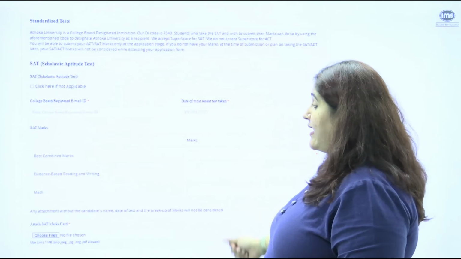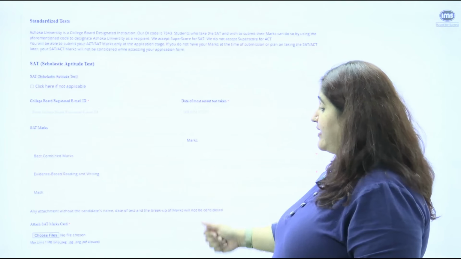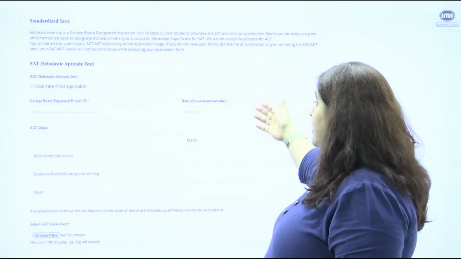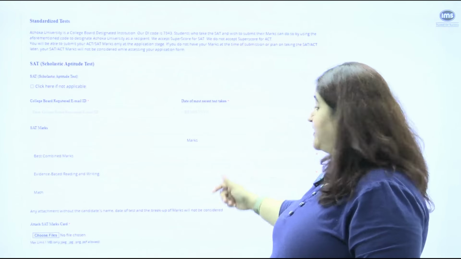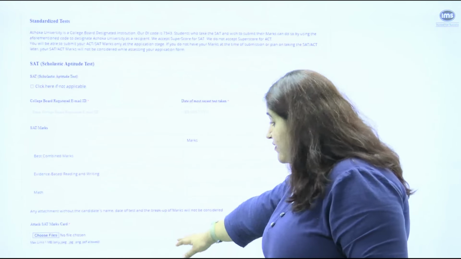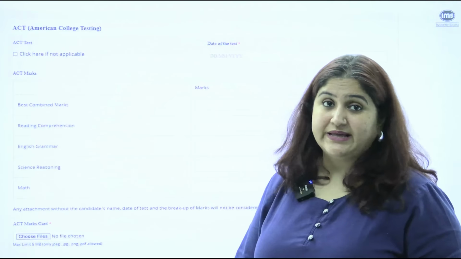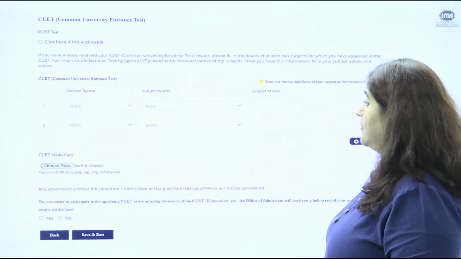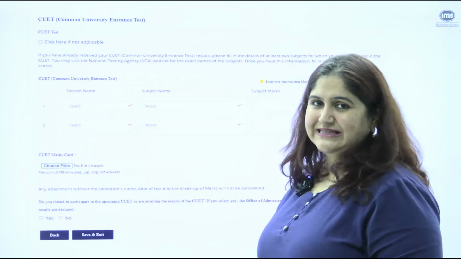Once you declare your SAT scores, it will ask for your College Board registered email ID, the date of the most recent test which you have taken, and the marks which you have got, with the mark sheet you have uploaded. As I told you earlier, the same thing will be asked for the ACT and for CUET.